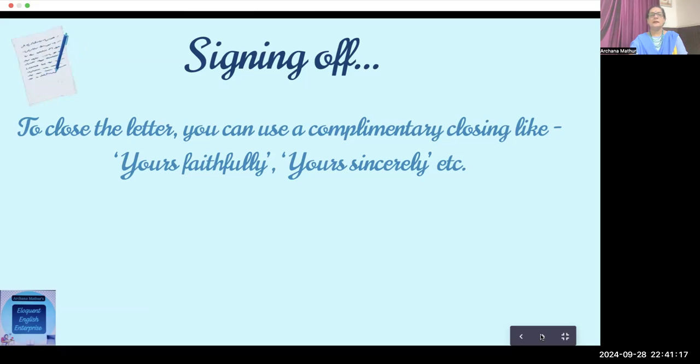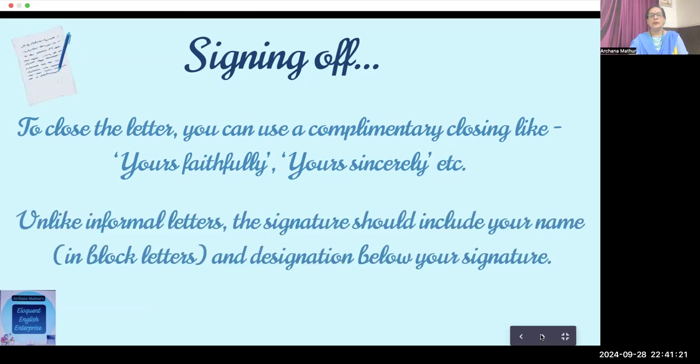So these terms can be used in your complimentary closing. Unlike in informal letters, you don't just write your first name. It has to be your complete name, your first name and your surname. That has to be put under the signature in block letters. You sign however you may sign your name, and then you write your full name underneath your signature in block letters, and then your designation.